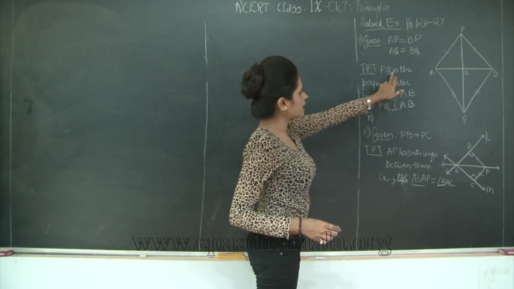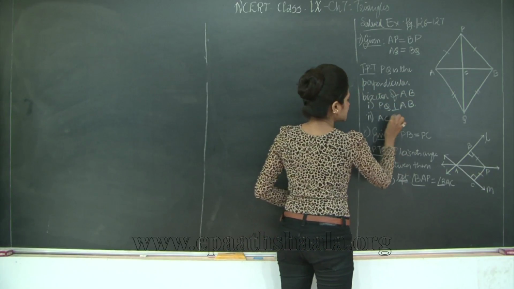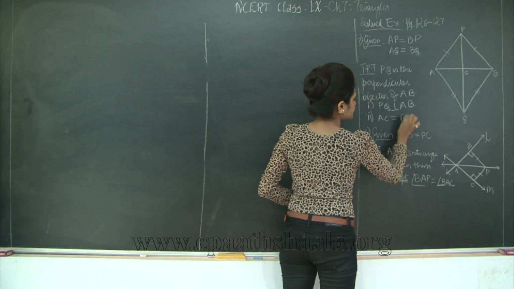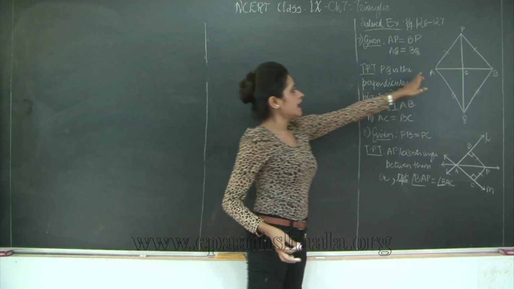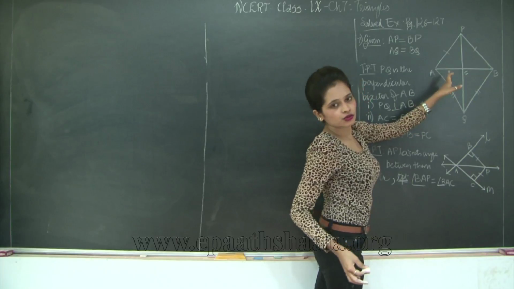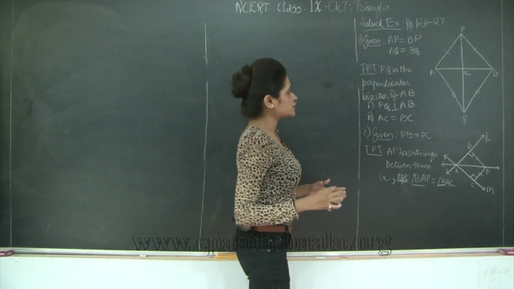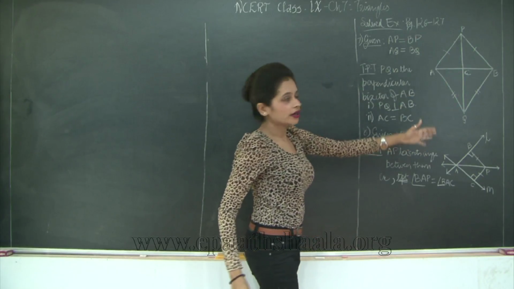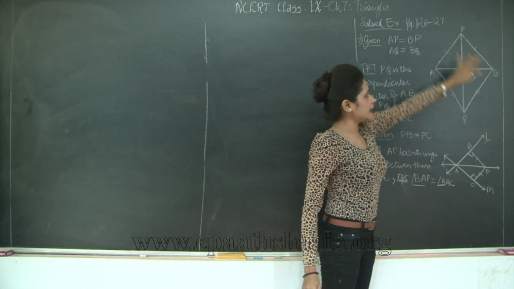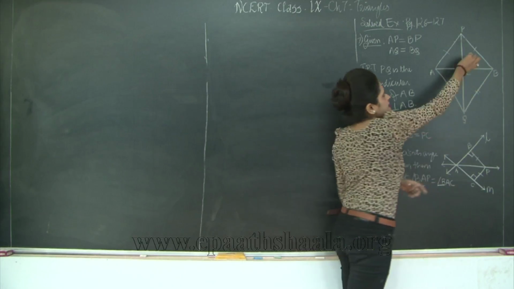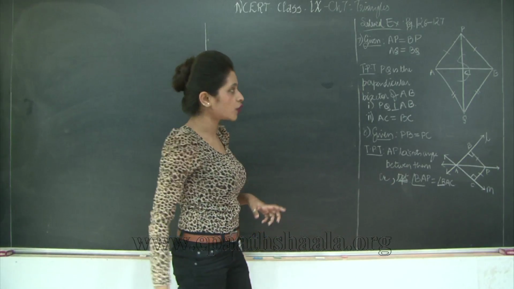And also we need to prove that PQ is the bisector of AB, which means I need to prove that AC is equal to BC. Bisecting something means dividing it into two equal halves. That means PC is dividing AB into two equal halves, so the two equal halves would be AC and BC. Now if I take the two large triangles, PAQ and PBQ, I can prove them congruent by the SSS test. The three equal sides are PA and PB, QA and QB, and this is the common side. Therefore the two triangles PAQ and PBQ are congruent by the SSS test of congruence.